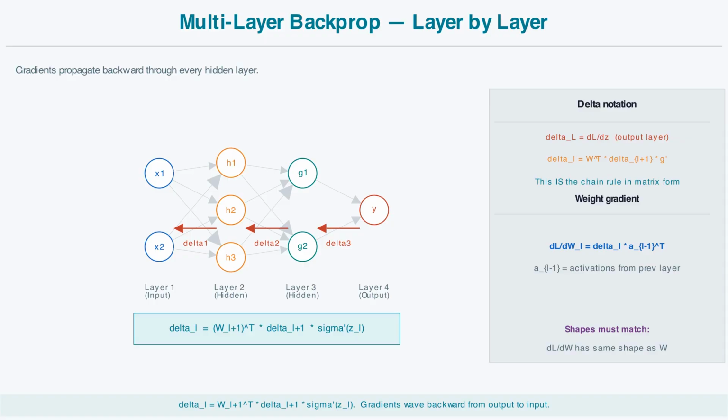The weight gradient for layer L is dL/dWL equals delta L times the activations of the previous layer transposed. Notice the shape, dL/dW always has the same shape as W itself. This makes the update rule clean. Every weight matrix is updated by subtracting the learning rate times its own gradient matrix.